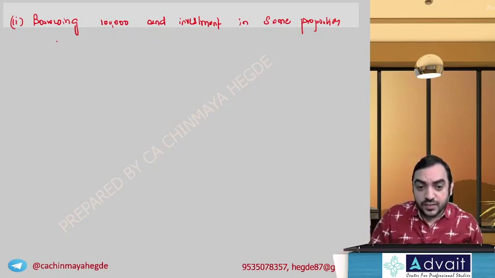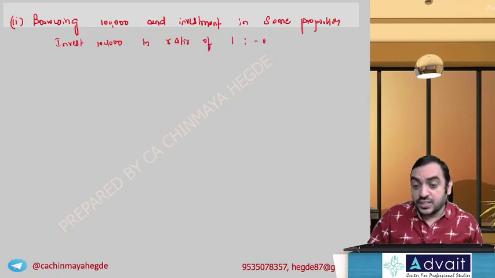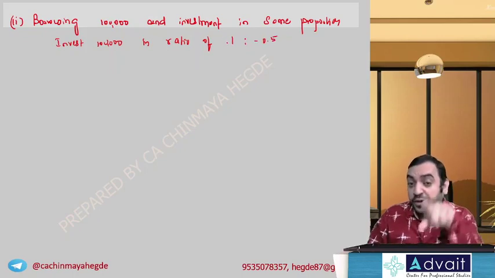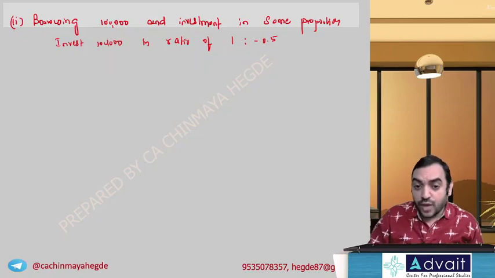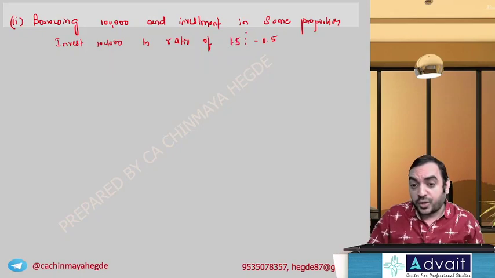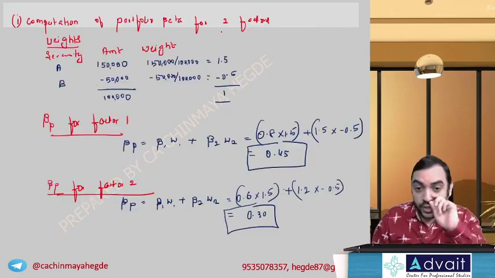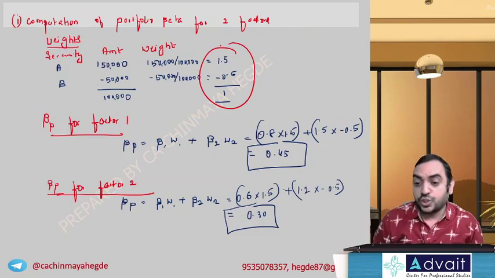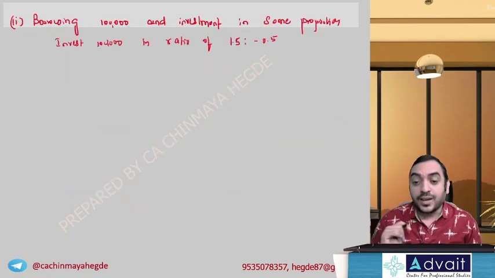Which means invest 1 lakh in the same proportion. So in the ratio of 1 is to minus 0.5, 1 in A, 1 lakh, and minus 0.5 in B. So when you have 1 lakh, you will invest in the ratio not 1 to 1.5, but 1.5 is to minus 0.5, right? We calculated this ratio, 1.5 minus 0.5. This we make use of: 1.5 is to minus 0.5.